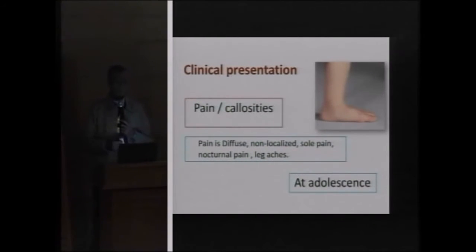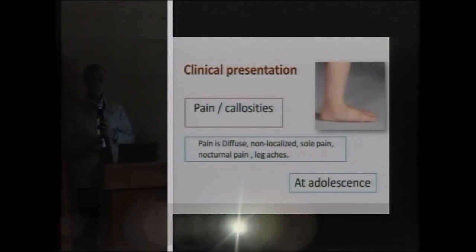Clinically, in most cases, the child presents for the shape. The parents come and tell you that the foot seems to have an abnormal shape. They are not happy with the appearance of their child's foot. But at adolescence, they may develop pain and callosities, and we have to ensure that this pain is related to the flat foot. It is present in the medial arch, sometimes in the sinus tarsi, sometimes at the calf muscle and the tendo Achilles.